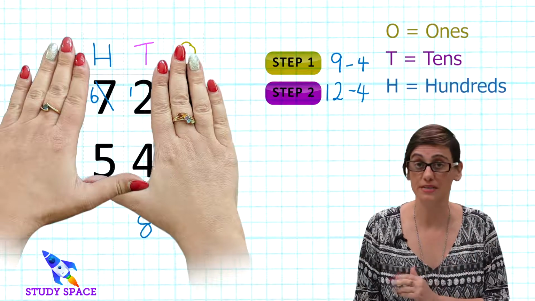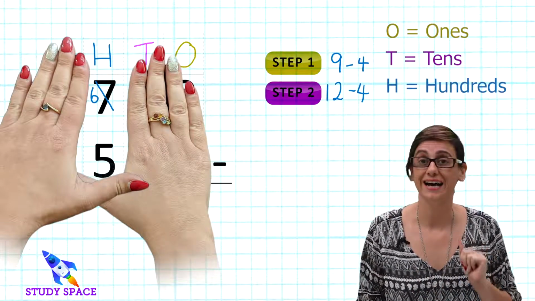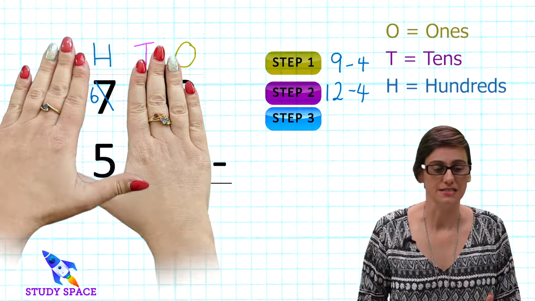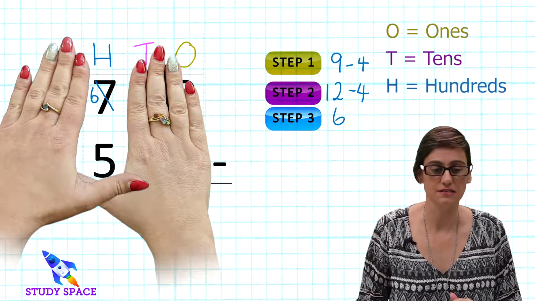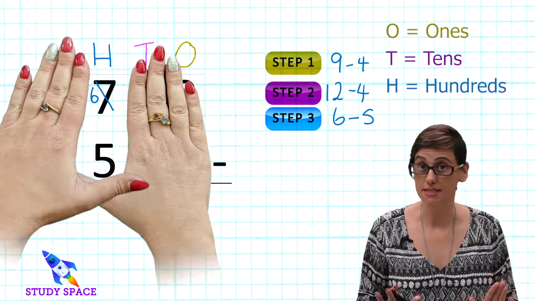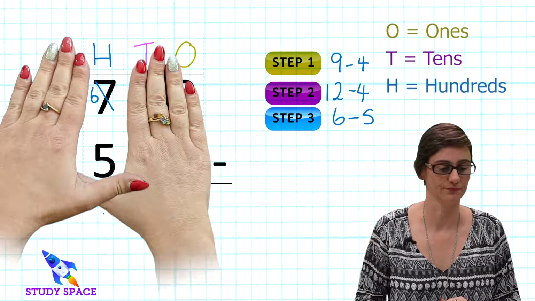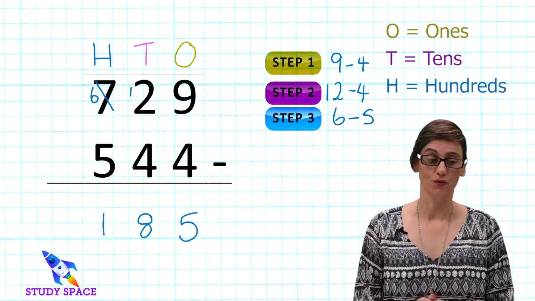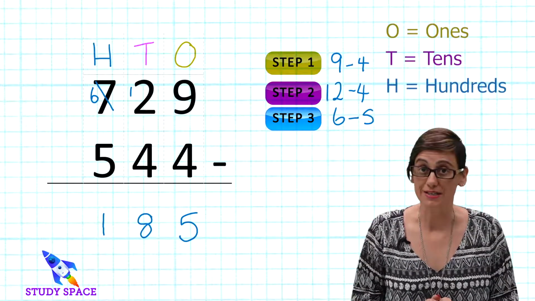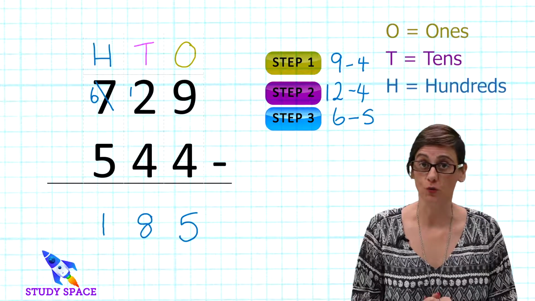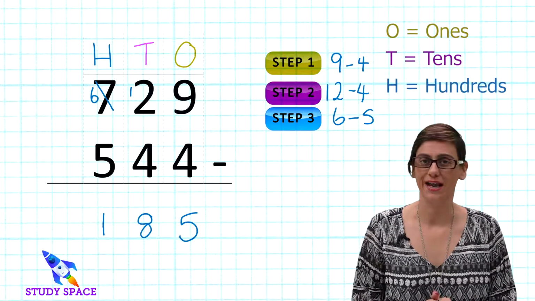Okay, so now I've dealt with my tens. Let's have a look at the hundreds column now, just the hundreds. So I've got 6 take away 5. That's what it's asking me. That's it. So how many is that? That's right, 1. Okay, so 729 take away 544 equals 185.